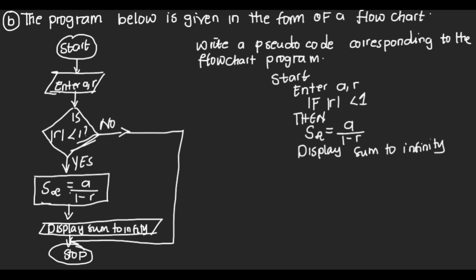So we are done with yes. Or else indicates that if we say no. So or else means if we say no, we can see that we are supposed to stop. So this is how we can write a pseudocode for a program like this one.